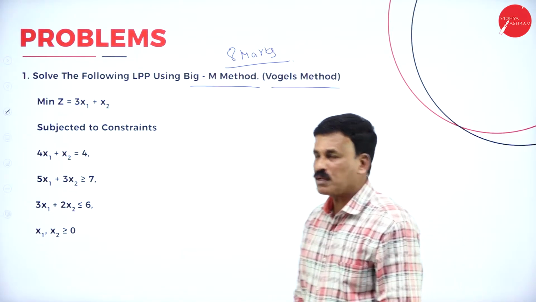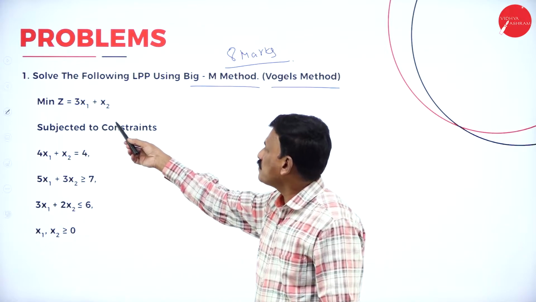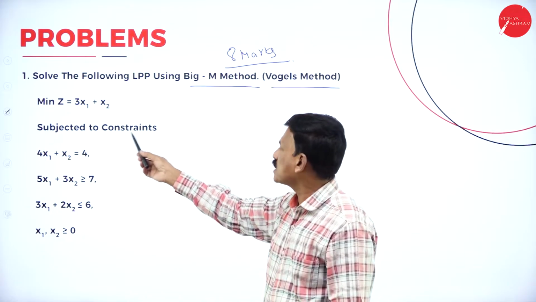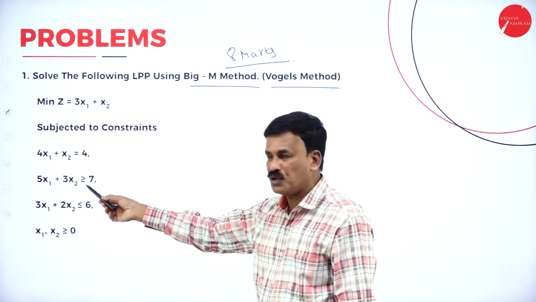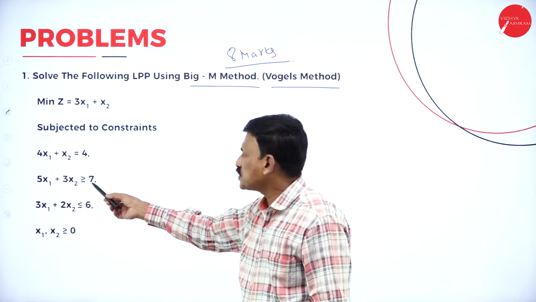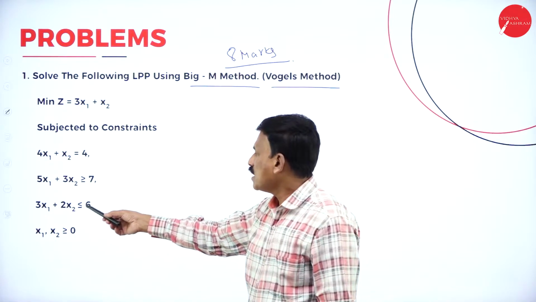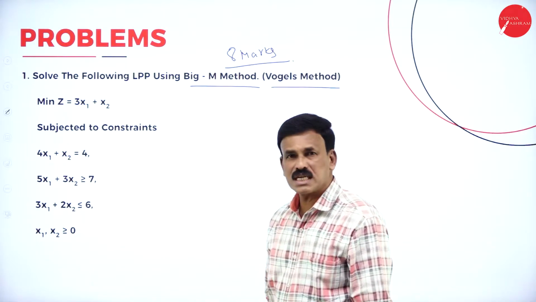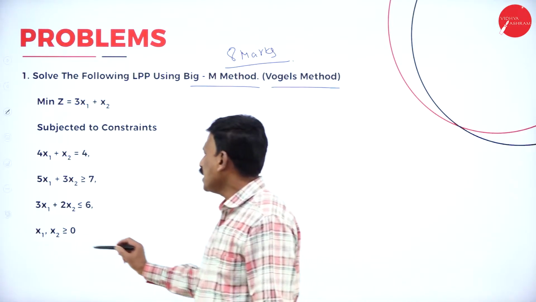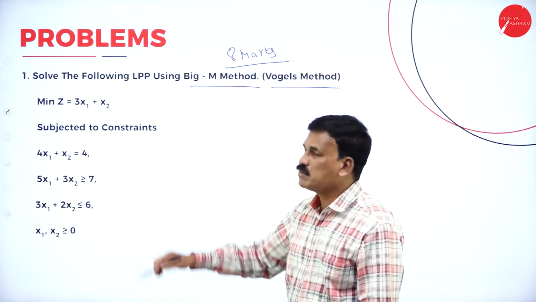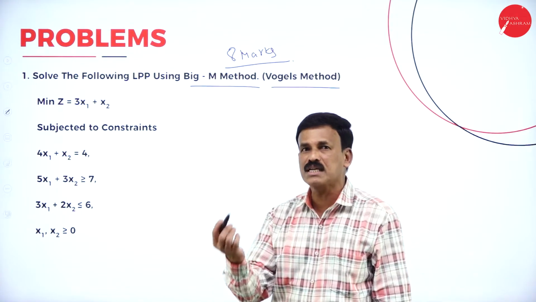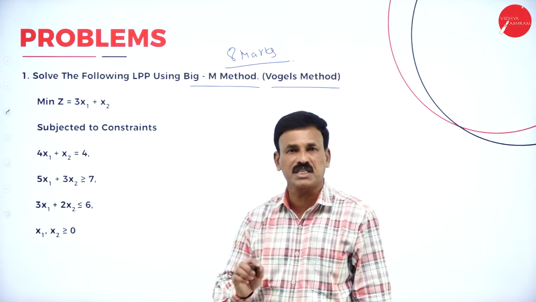Now, what is the problem given? Minimum of z is equal to 3x1 plus 2x2, subjected to the constraints 4x1 plus x2 is equal to 4, 5x1 plus 3x2 is greater than or equal to 7, and 3x1 plus 2x2 is less than or equal to 6, where x1 and x2 are greater than or equal to 0. Since this is a minimization case, this is to be converted into maximization.